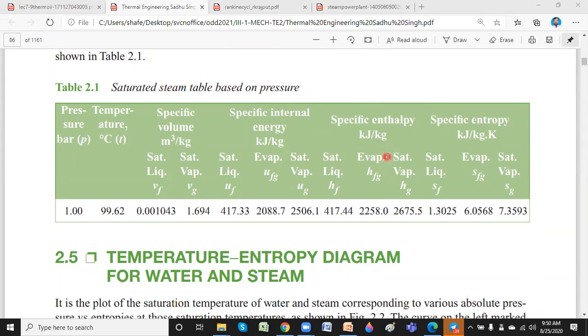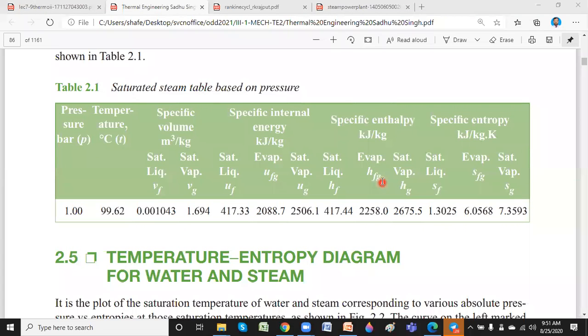Already I explained about latent heat. Yes or no? Once I heat the water up to 100, after 100 I have to keep supplying heat at constant temperature and pressure so that it changes its phase from liquid to vapor. So this is called HFG. Between HF and HG, you have HFG, which is called the latent heat or heat supplied, the latent heat of vaporization.